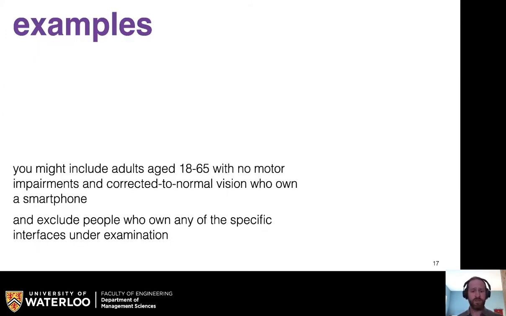You might include adults aged 18 to 65 with no motor impairments and corrected to normal vision who own a smartphone. This might give you a strong base of people that could do the task in a way that doesn't affect different variables that you might be worried about or not worried about. And you may exclude people who own any of the specific interfaces under examination because you might be looking at learnability. Bear in mind that if you are not including people with motor impairments, then your results might not apply to people with motor impairments.